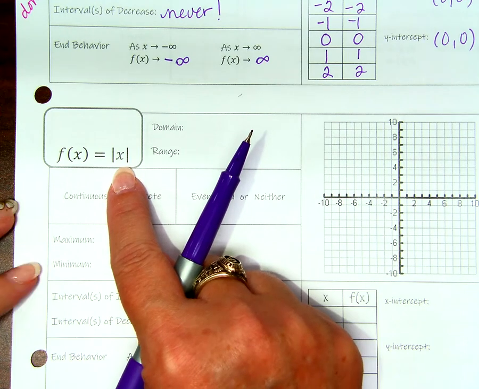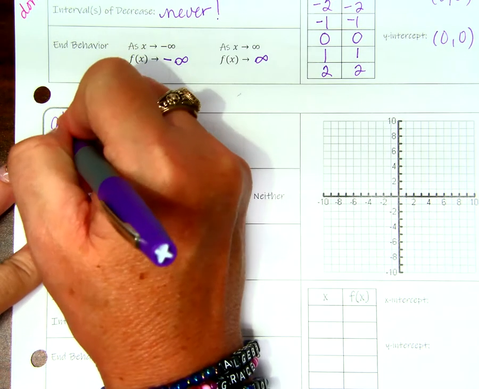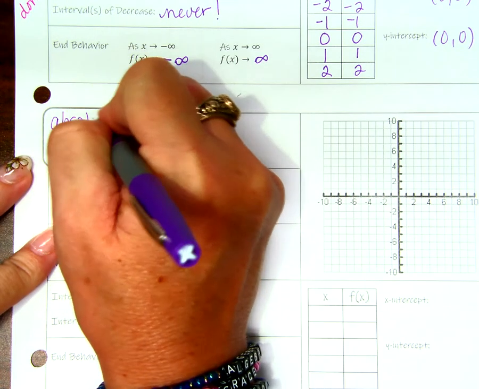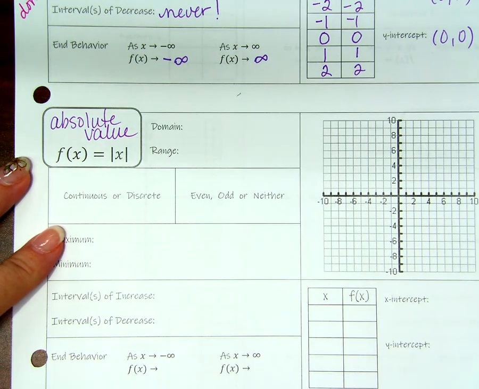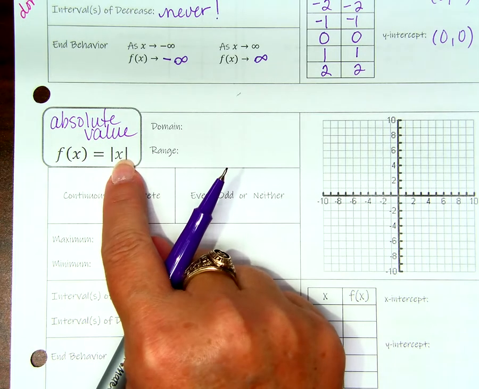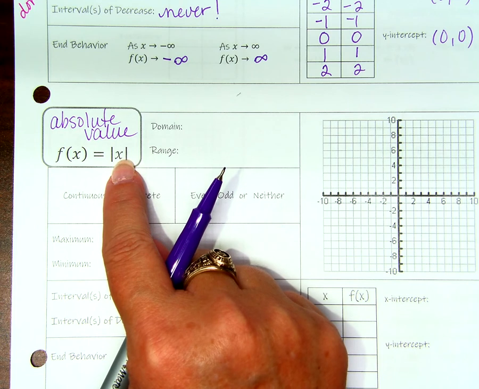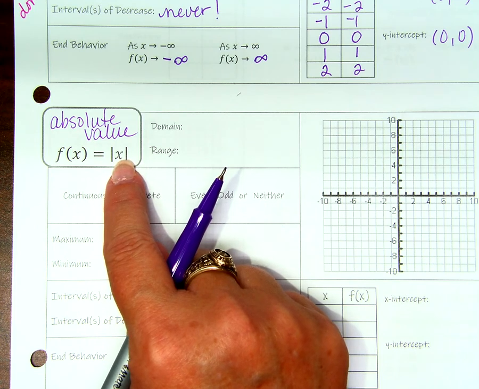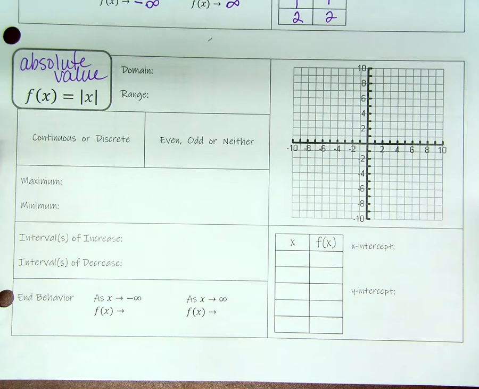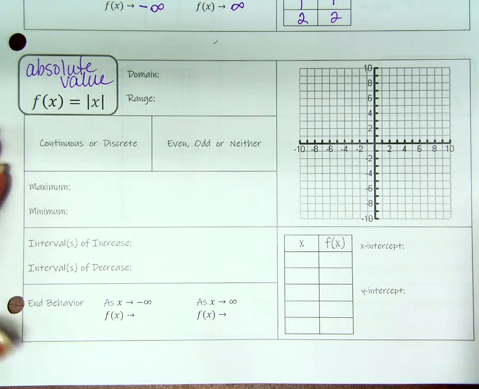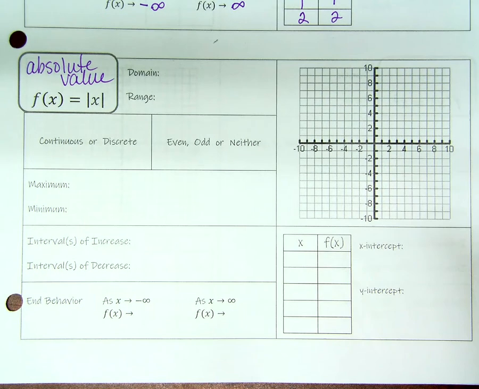Okay. Have you ever seen this before? What's it called? Absolute value. That means that any number that I put in, what do I get out? Same. Always a positive. Okay? So what do you want to do first? Graph it. So you want to use the table and graph it first? Yes. A lot of visual people do, and that's totally fine.